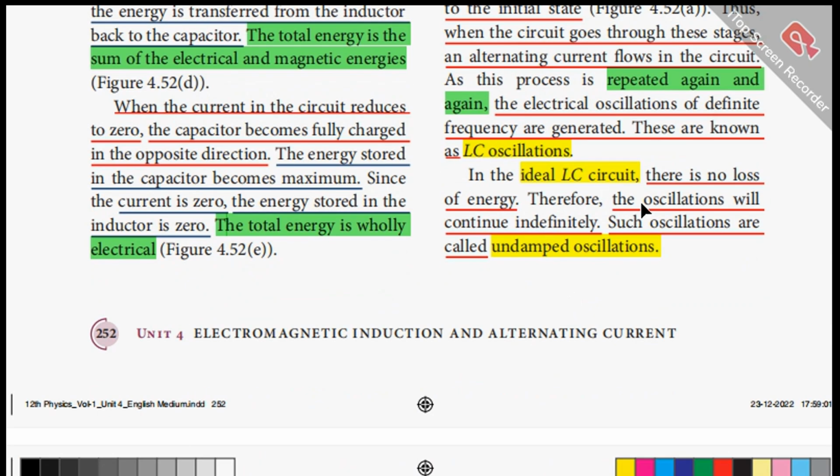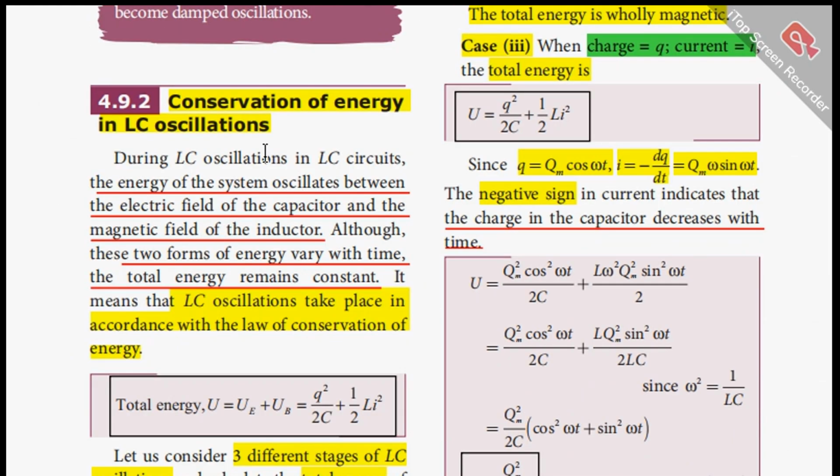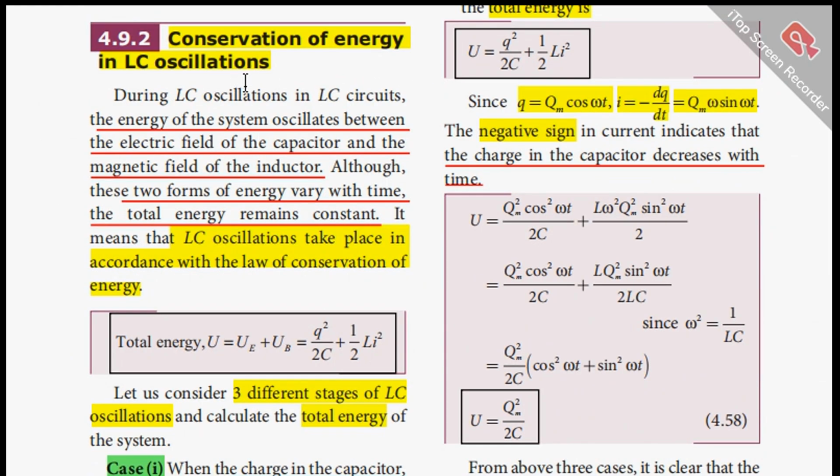In an ideal LC circuit, there is no loss of energy, therefore the oscillations will continue indefinitely, and such oscillations are called undamped oscillations. Next, we will study the conservation of energy in LC oscillations.